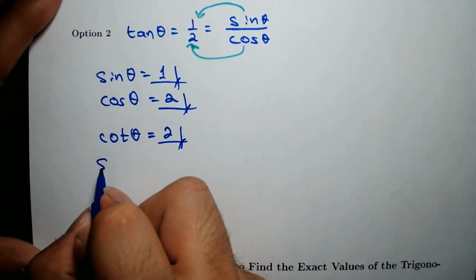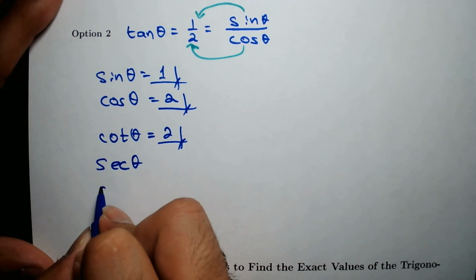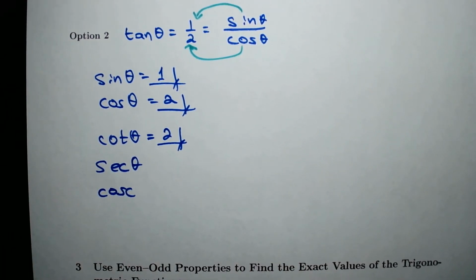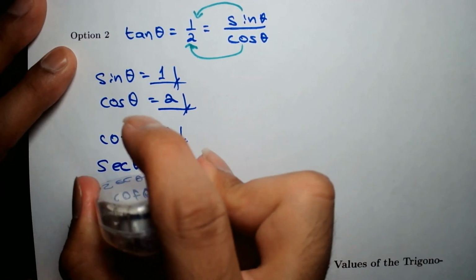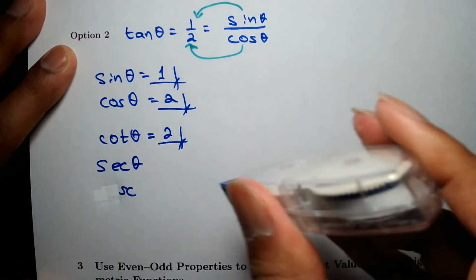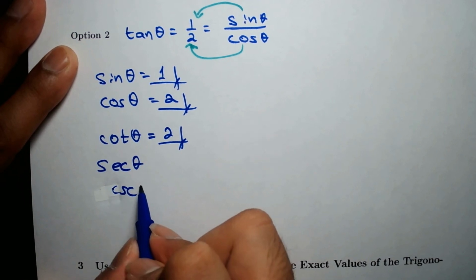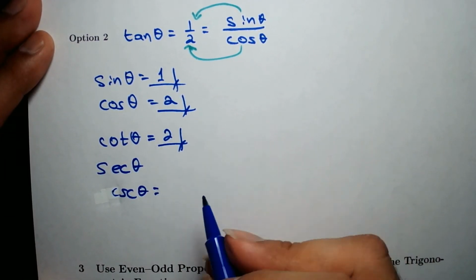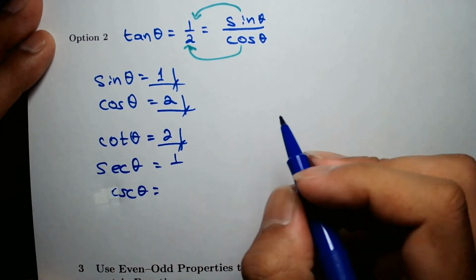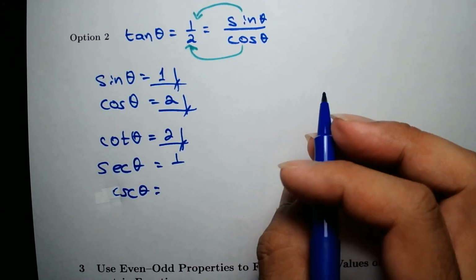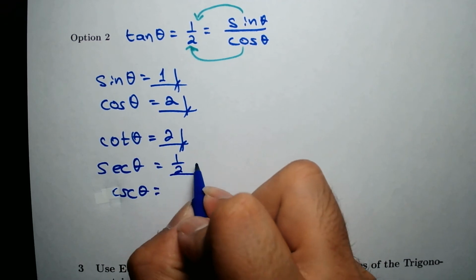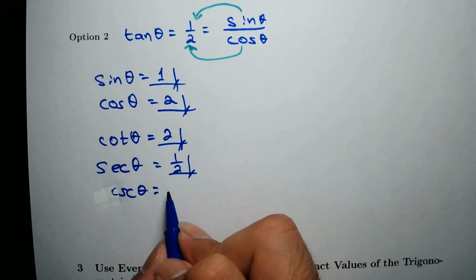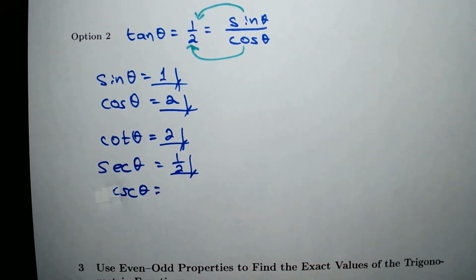And then secant and cosecant. This is not cosec, it's cosecant, CSC theta. Secant is the reciprocal of cosine. Well, this is 1/2. And in this case, cosecant is the reciprocal of sine.